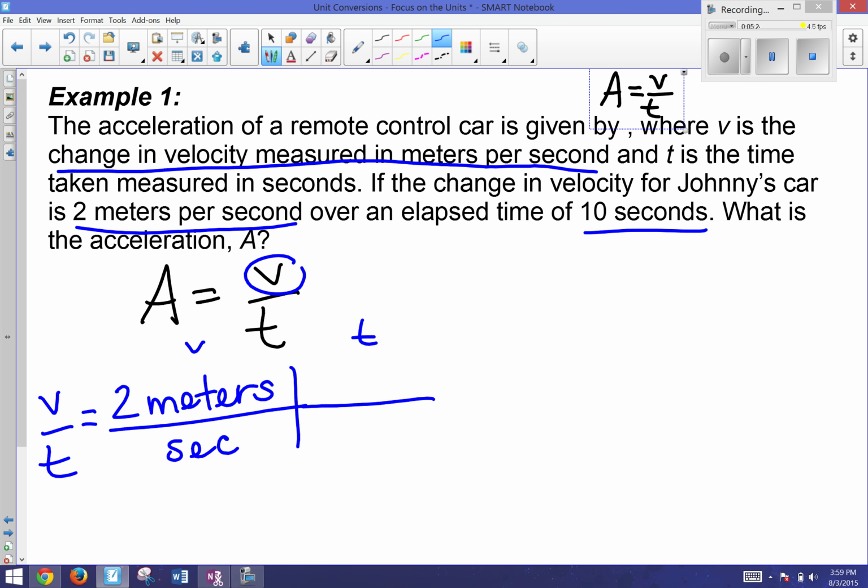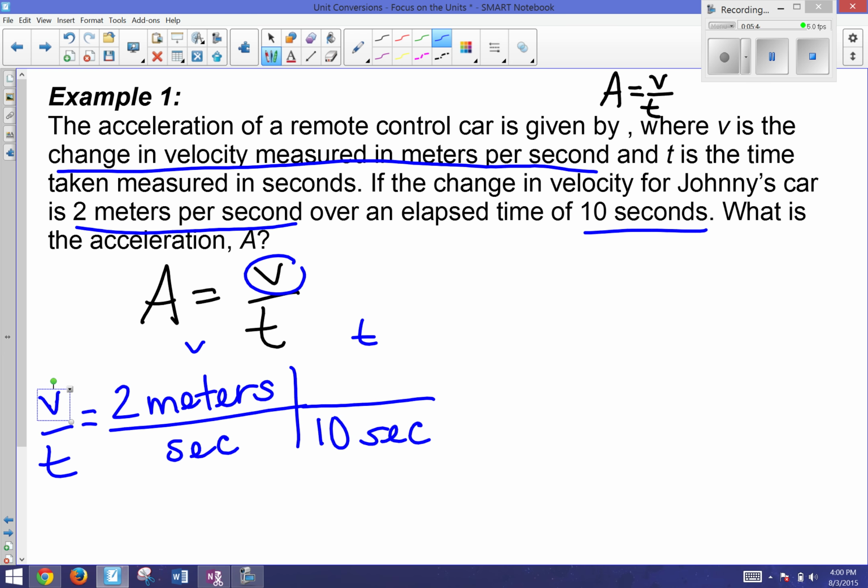But when we plug in the T, T is on the bottom of that fraction in our formula. So in our dimensional analysis ladder, we need to put the 10 seconds on the bottom as well. Now we can answer it. It's just a matter of, given a formula, plugging in the values where they belong in the formula, and doing the math.